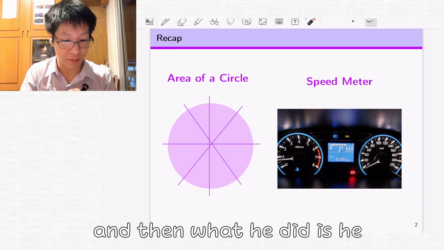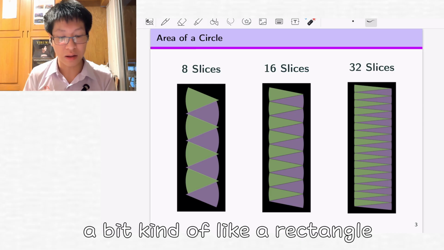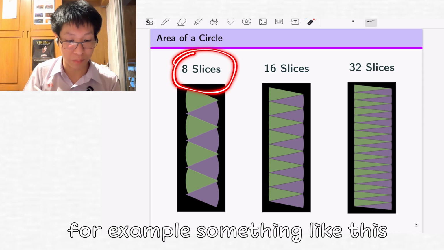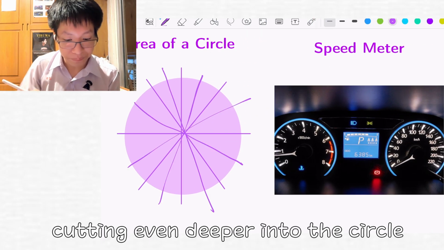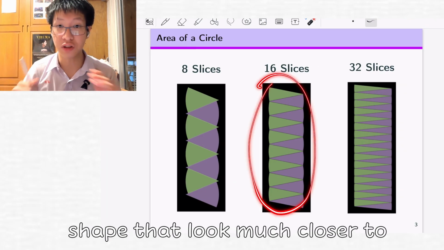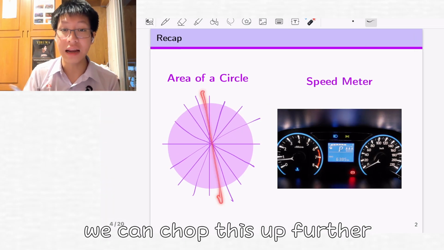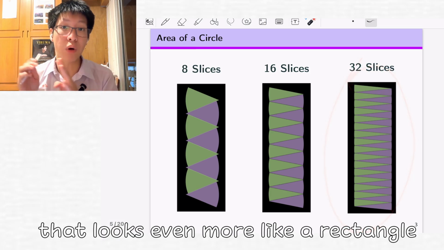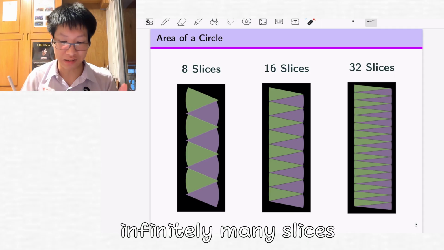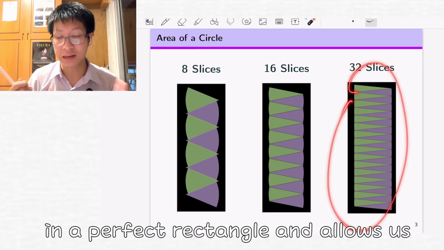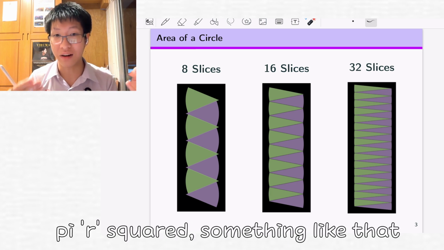And then what he did is he rearranged these slices into a shape that resembles a bit of a rectangle. For 8 slices, it's going to resemble something like this. For 16 slices, which means we cut even deeper into the circle, that will actually result in a shape that looks much closer to a rectangle. And similarly for 32 slices, we can chop this up further, and that will give a shape that looks even more like a rectangle. What he realized is if we continue to cut infinitely many slices, then this is going to result in a perfect rectangle and allows us to compute the area of the circle to be what we know as pi r squared, something like that.